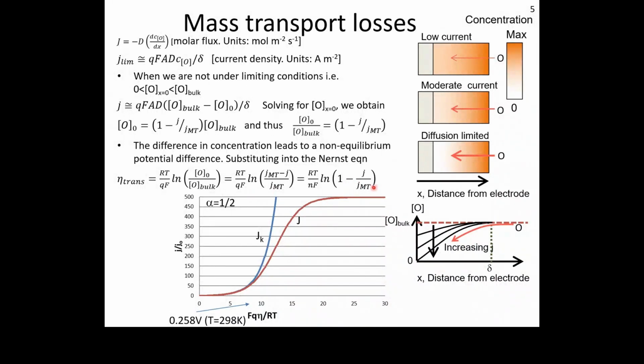And that's what's shown here in the denominator, so that we see that this mass transport overpotential is a loss associated with the fact that we can't transport reactant to the surface fast enough, and that's dependent upon this limiting current. And just to give you an idea, 10 here is equivalent to about 0.258 volts at room temperature for a 1 electron process. So you see that this curve will happen over a few hundred millivolts.